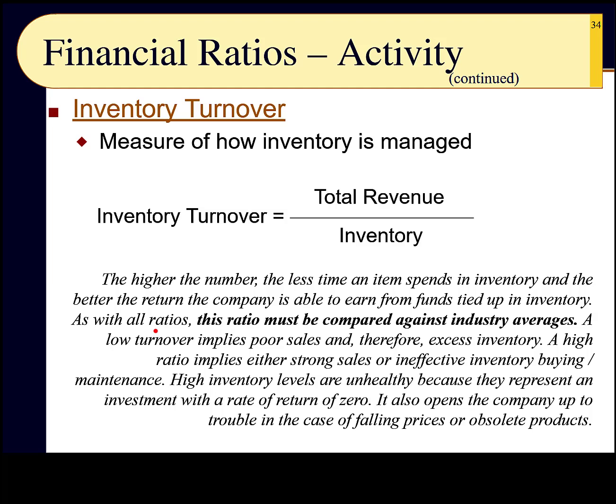As with all these ratios, just to remind you, this ratio must be compared against industry averages. A low turnover implies poor sales and therefore excess inventory. A high ratio implies either strong sales or that they're not doing a very good job of buying and maintaining their inventory. High inventory levels are unhealthy because they represent an investment with a rate of return of 0. And it also opens the company up to trouble in the case of falling prices or obsolete products. I mean, this is why computer companies don't have inventory anymore.